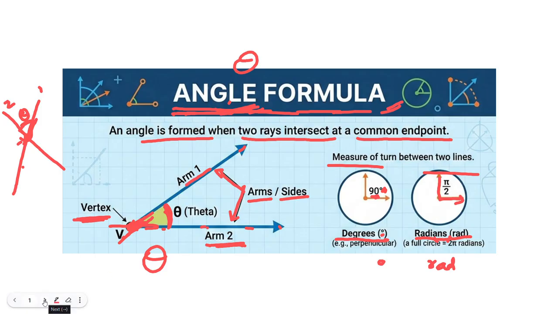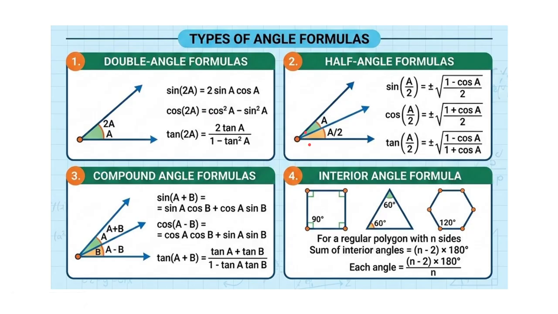Then we'll move on to the different types of angles. There are different types of angles: double angle, half angle, compound angle, and interior angle. We'll look into them one by one. Double angle is when two lines intersect at a common point, and the angle which forms is the double angle. We calculate this angle using these formulas.